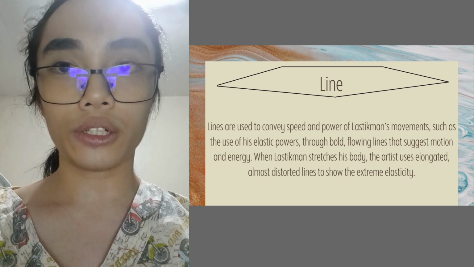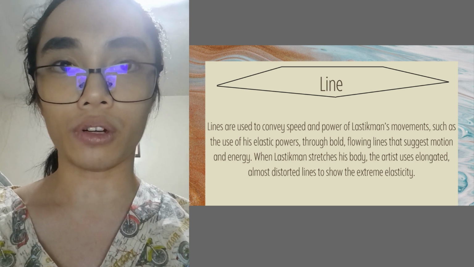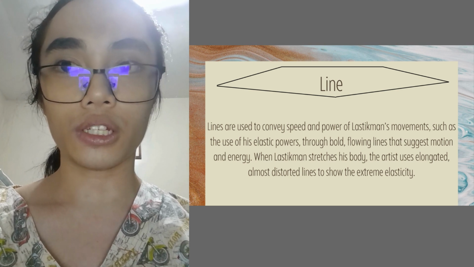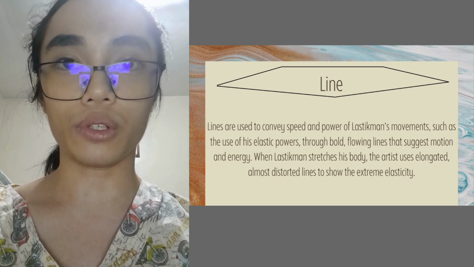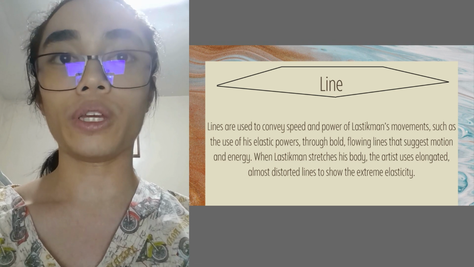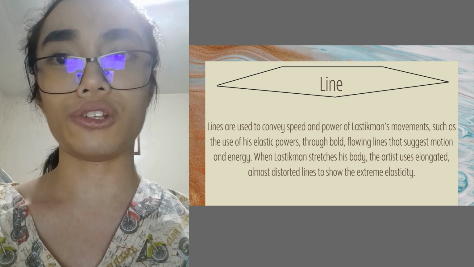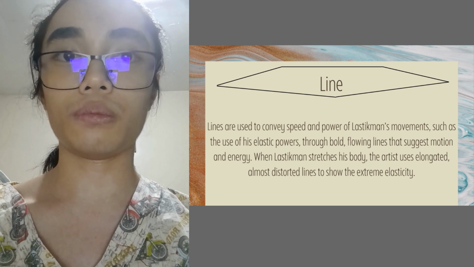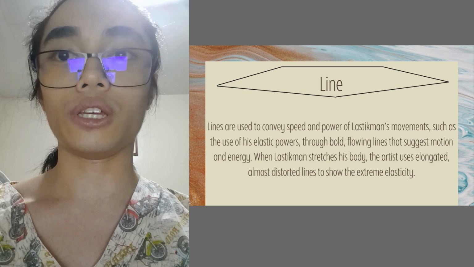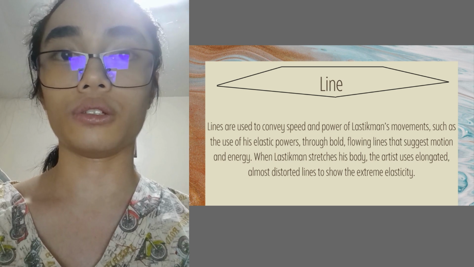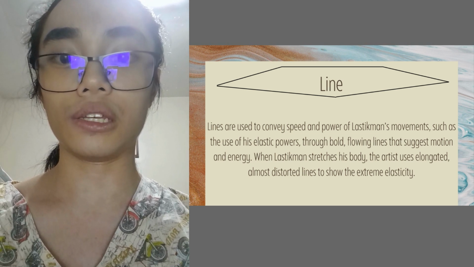Line. Lines are used to convey speed and power of Plastic Man's movements, such as the use of his elastic powers through bold, flowing lines that suggest motion and energy. When Plastic Man stretches his body, the artist uses elongated, almost distorted lines to show the extreme elasticity.